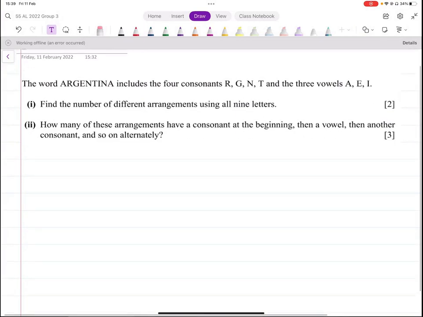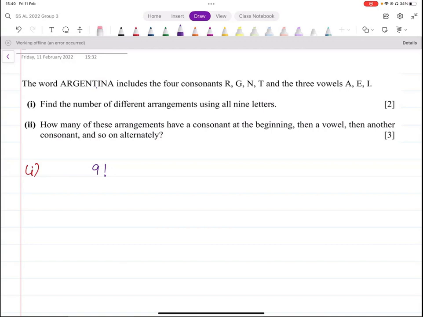So the word Argentina includes four consonants, R, G, N, and T, and three vowels that are A, E, and I. Find the number of different arrangements using all 9 letters. So how do we do that? How many letters do we have in total? 3, 6, 9. There are 9 letters in total. So it's 9 factorial from that.